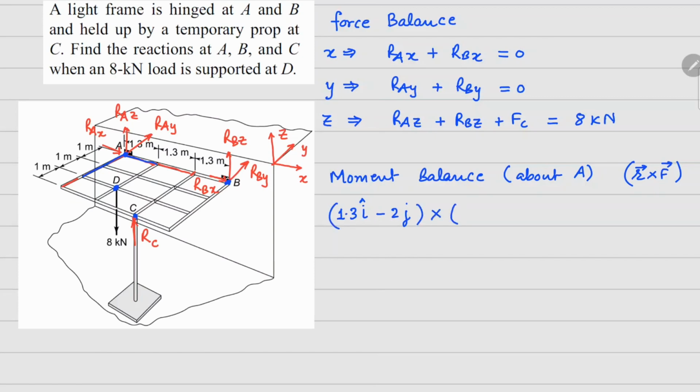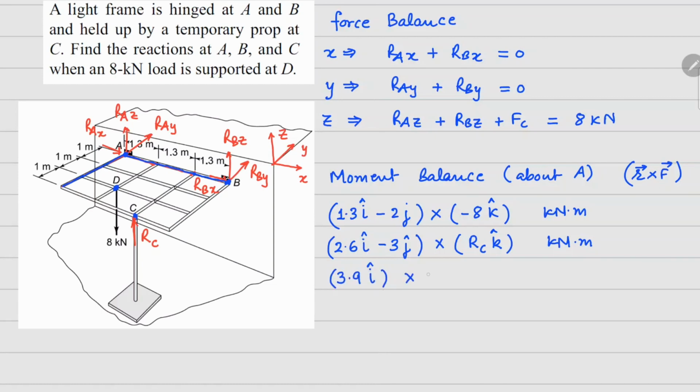This has to be crossed with the force that is present at D, which is in the minus k cap direction. So minus 8 k cap, and the unit here is going to be kilonewton meter. Now the next moment is at point C here. So the position vector for that is going to be 2.6 in the i cap direction and minus 3, because we have to cover this distance, in the j cap direction, and the force is your RC force with a positive k cap. Again unit is kilonewton meter. The last point here, which is point B, position vector for this is only 3.9 i cap, this crossed with, now there are 3 forces, so RBX i cap plus RBY j cap plus RBZ k cap kilonewton meter.